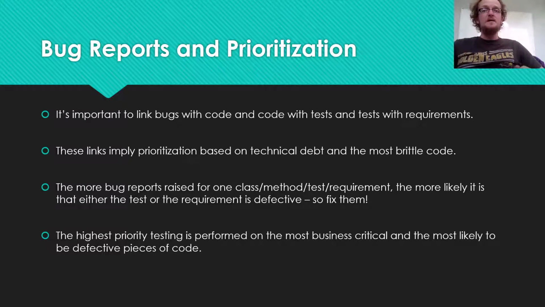At the end of the day, what you want is the highest level of testing effort, whether automated testing or manual testing, unit testing or integration testing, to be performed on the pieces of the system that have the largest amount of critical business function to them and are the most likely to be defective. So the pieces of code that are the largest and the pieces of code that have had the most historical bugs associated with them.